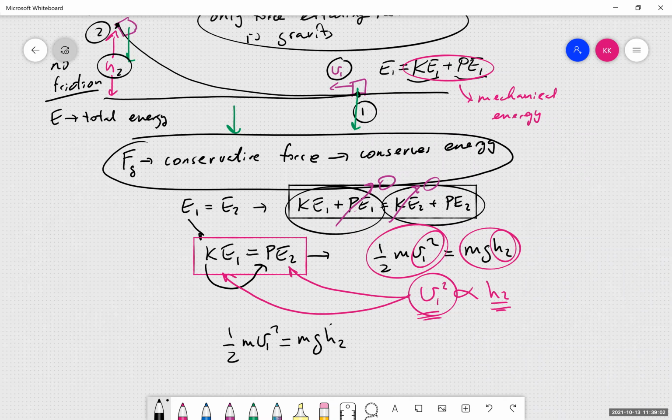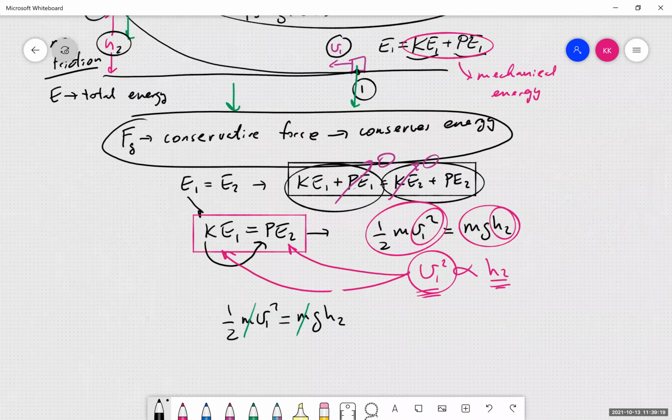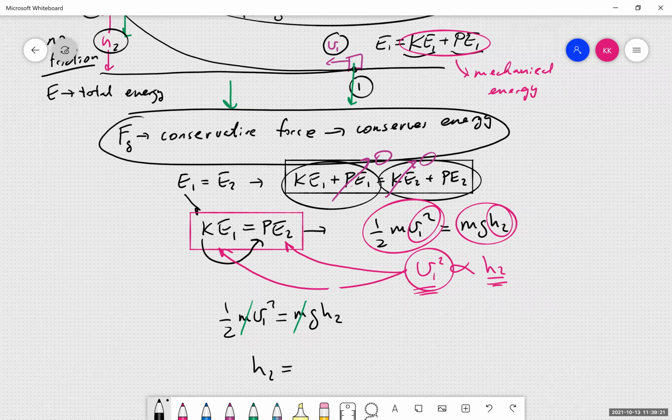So technically that's your equation. See, one of the important things here is that mass actually cancels out. So it doesn't even matter what type of mass we have. It could be a block, it could be a box, it could be an elephant, as long as it's on a frictionless surface. And then from here, we can see that h2 equals 1/2 times v1 squared over g.